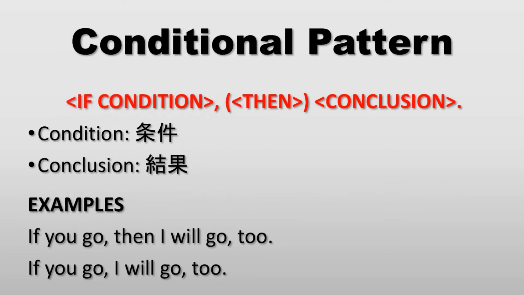Here is the basic structure of all conditionals. It is like an if-then statement in math or computer languages. The first half of the sentence is an if statement that defines a condition. The second half of the sentence is a then statement that defines a conclusion when the if condition is true. Using the word then is optional when creating a sentence with this pattern. In this video, all sentences we will show you are without the word then.